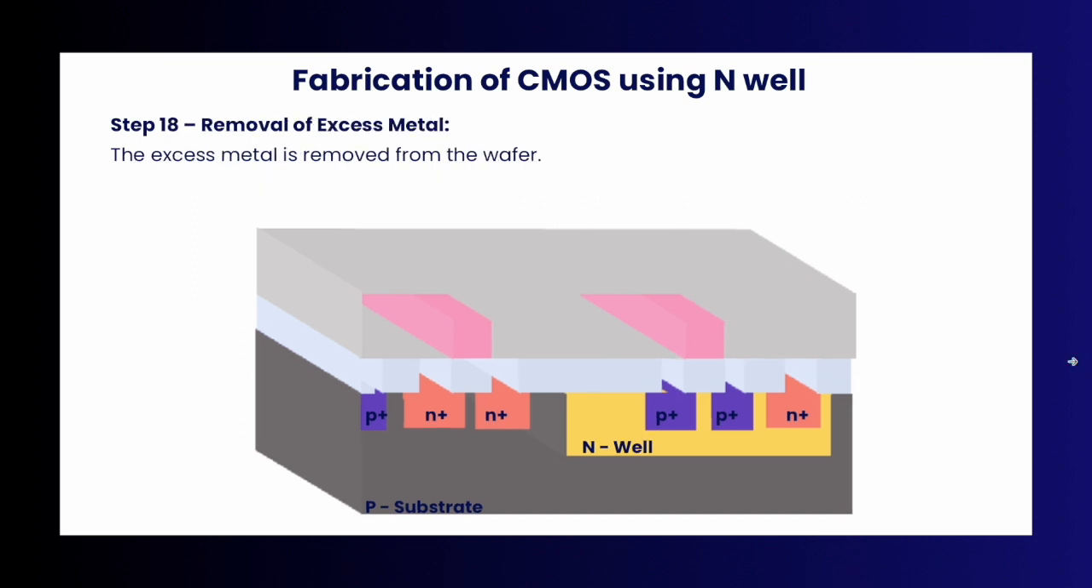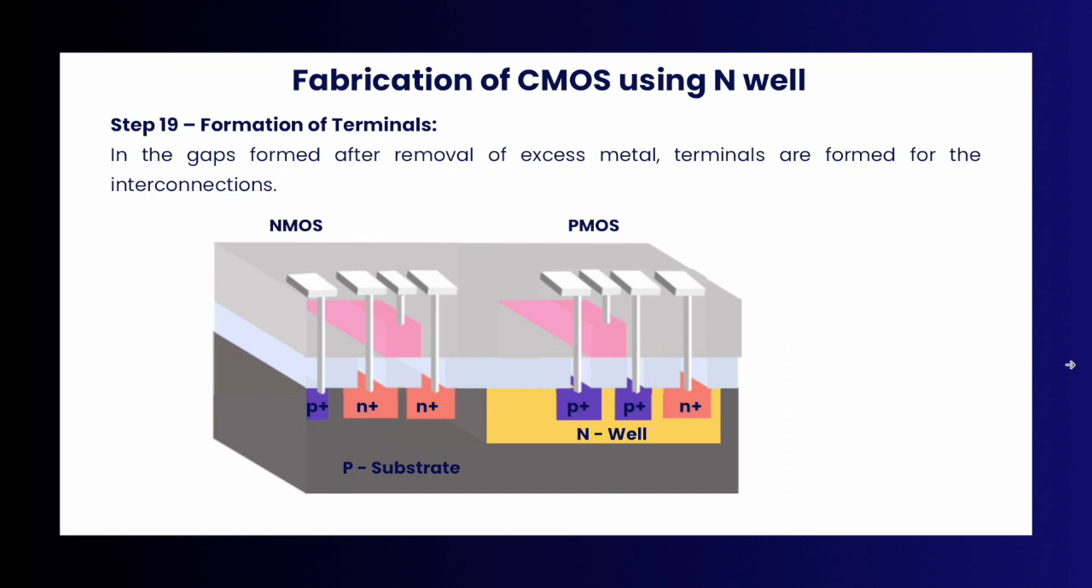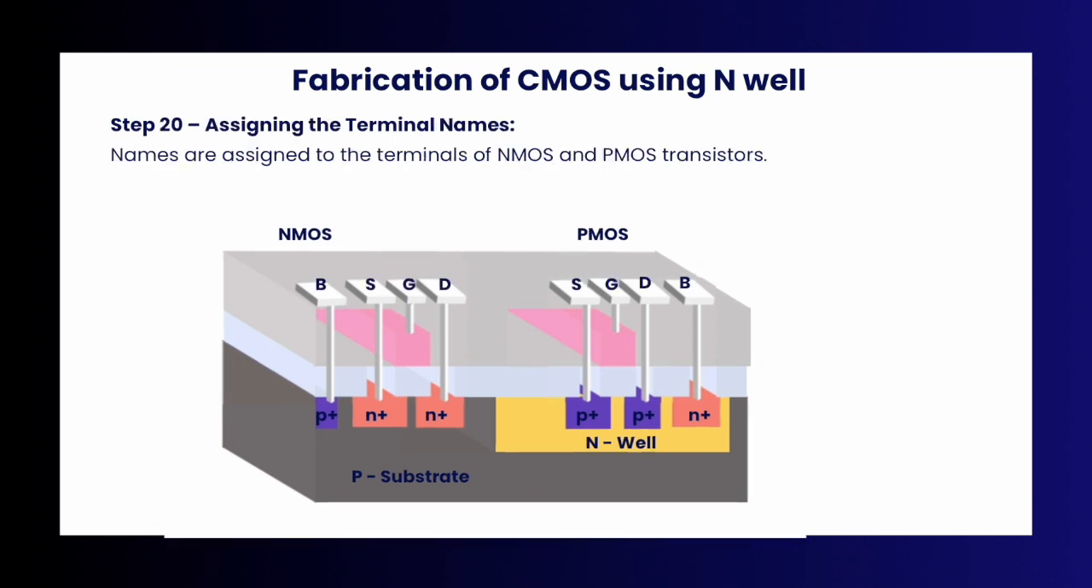Step 18, removal of excess metal. The excess metal is removed from the wafer. Step 19, formation of terminals. In the gaps formed after removal of excess metal, terminals are formed for the interconnections. Step 20, assigning the terminal names. Names are assigned to the terminals of NMOS and PMOS transistors.